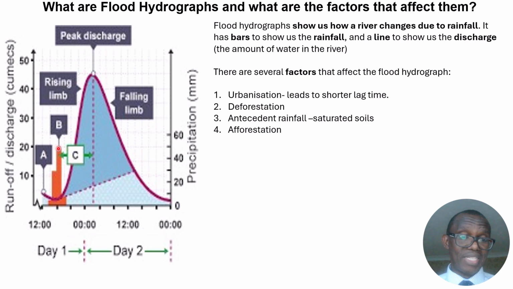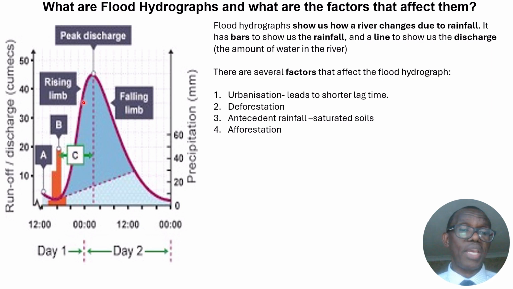So that is the time when we have the most rain falling. Now that rain is then going to find its way to the river. And as that happens, the amount of water, or discharge, of the river will start to go up. And that is what we are referring to as the rising limb.